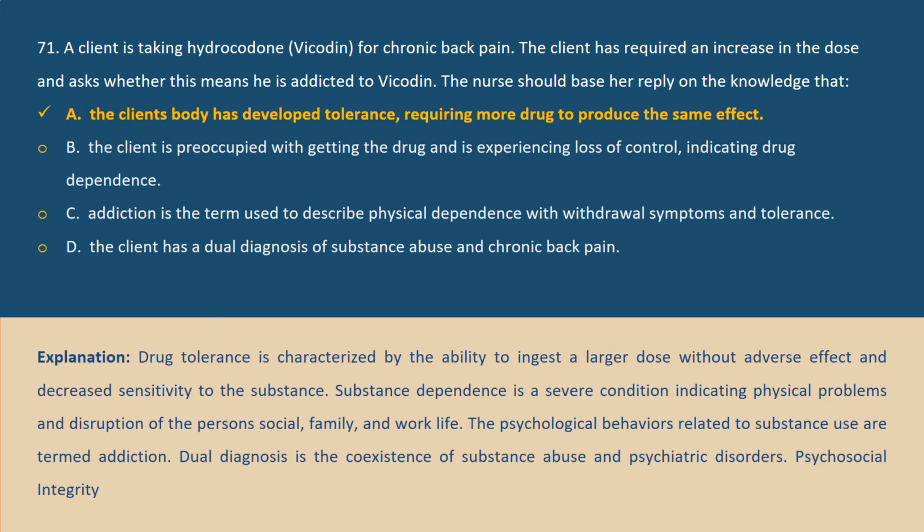Answer A. Explanation. Drug tolerance is characterized by the ability to ingest a larger dose without adverse effect and decreased sensitivity to the substance. Substance dependence is a severe condition indicating physical problems and disruption of the person's social, family, and work life. The psychological behaviors related to substance use are termed addiction. Dual diagnosis is the coexistence of substance abuse and psychiatric disorders. Psychosocial integrity.